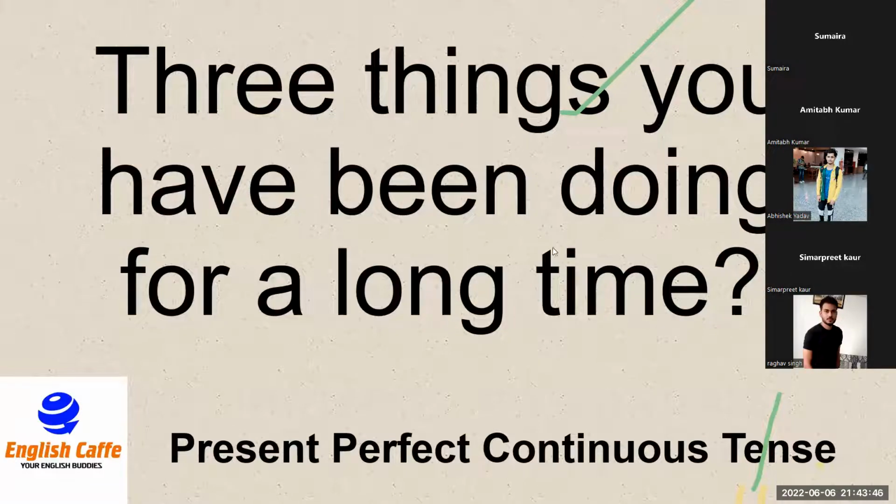Yes, Manish. What are three things you've been doing for a long time? I have been learning English since November 2021. I have been working for 10 years. I have been driving car for 15 years. Wonderful. Thank you for sharing. Let's go to Sumaira.